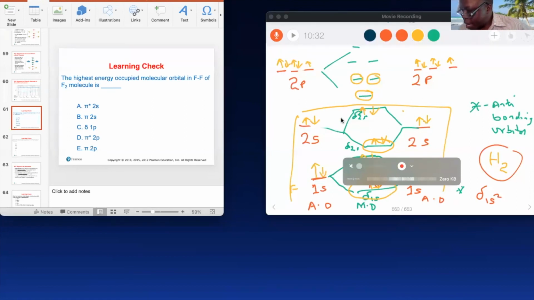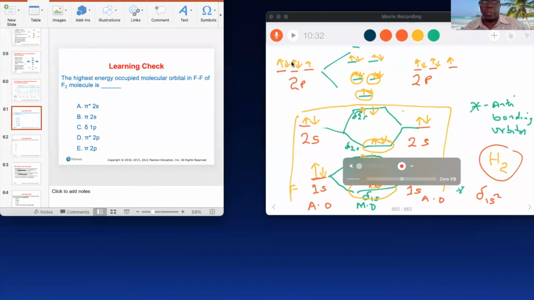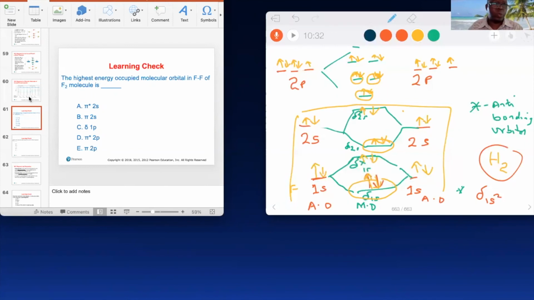So if I have 10, I have 2 here. 1, 2, 3, 4, 5, 6, 7, 8, 9, 10. Remember, we should have 10 electrons. The question is, you need to know what is the highest. You need to know how to label this. This is 2 pi based on what we have here.